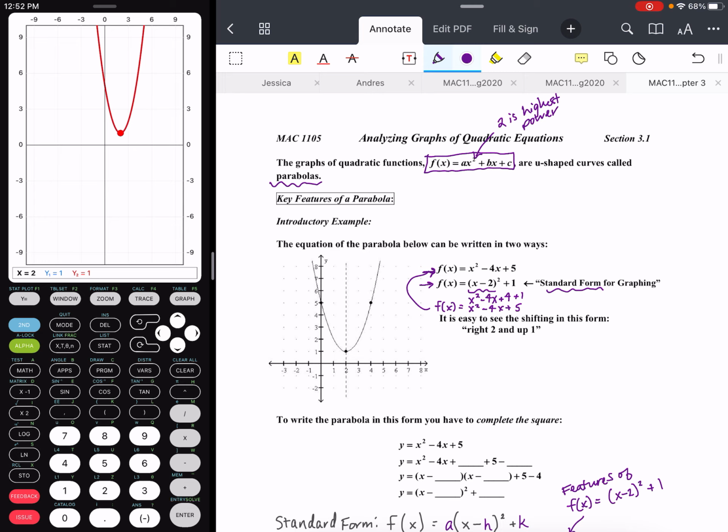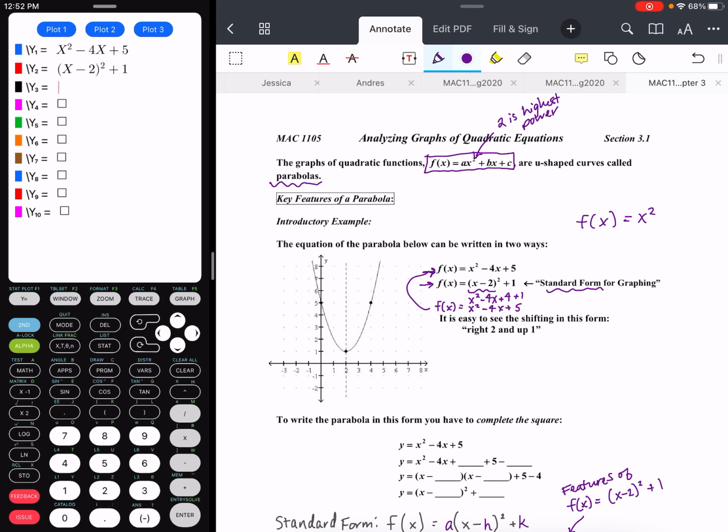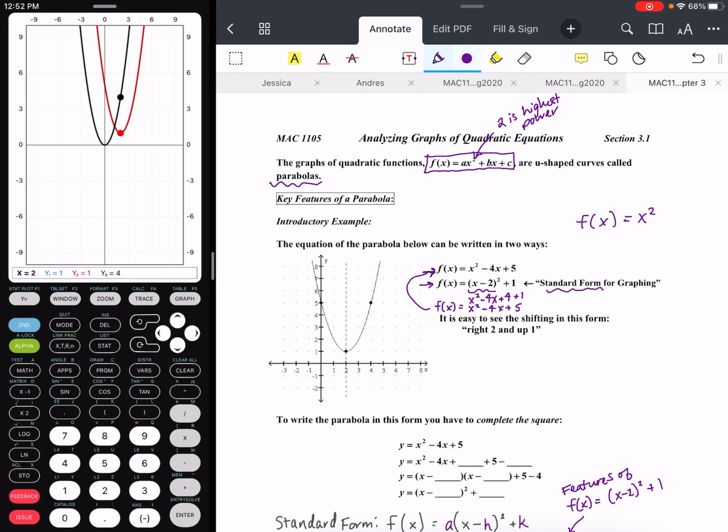Okay, so why do we bother with this standard form? What's so great about it? One thing is we can quickly pull out the vertex. So if we think of our kind of standard parabola as f of x equals x squared, I'll graph that in my third equation here. So that's the parabola that passes through 0, 0, the origin.